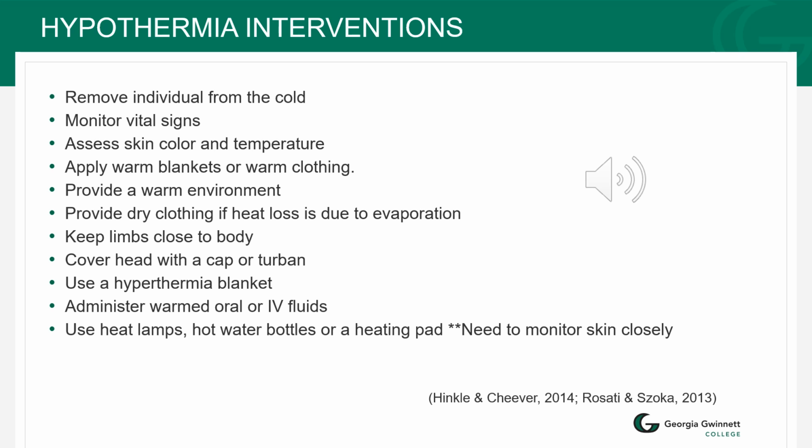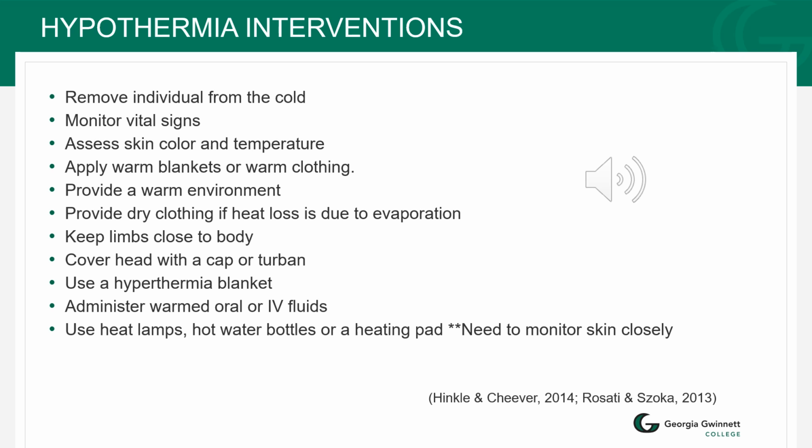So hypothermia interventions, you want to make sure that you remove the individual from the cold. Again, you want to monitor their vital signs and assess their skin color and temperature very often. Apply warm blankets or warm clothing. If you can, you want to provide a warm environment. Provide dry clothing if the heat loss is due to that evaporation we discussed. Keep the limbs close to the body. The next slide, we're going to talk a little bit about frostbite. Because a lot of heat is lost through the head, you want to make sure that you cover the head with a cap or a turban. You could use a heating blanket or a hyperthermia blanket to increase that body temperature.